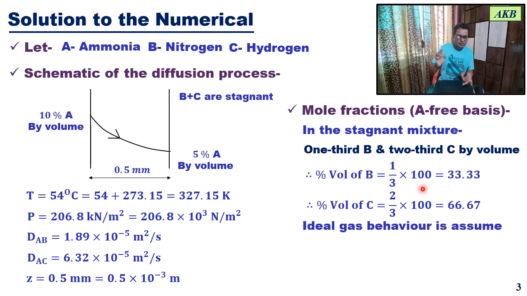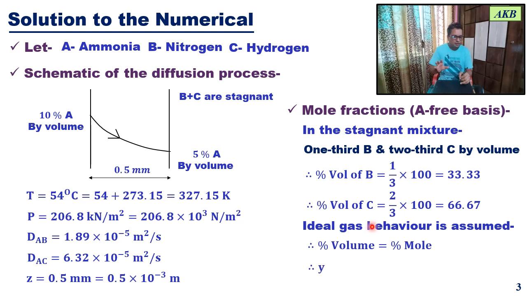Similarly, percentage volume of C in the stagnant mixture is 2 by 3 into 100, that is 66.67. Out of the total 3 volume units, 2 volume units are of C. Therefore, volume percent of C is 2 by 3 into 100, which comes out to be 66.67%.